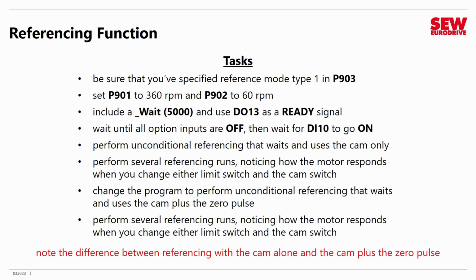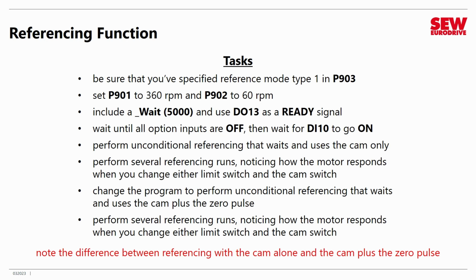Give that a try. Once you've done that, I want you to alter your program to perform unconditional referencing that waits, that's unchanged, but I want you to use the cam plus the zero pulse. That's assuming you've got an encoder with a zero pulse. The standard SEW demo units do, so if you've got one of those, you can count on that. If you have put your own demo unit together, you're going to have to look up your encoder and find out if it has that feature.